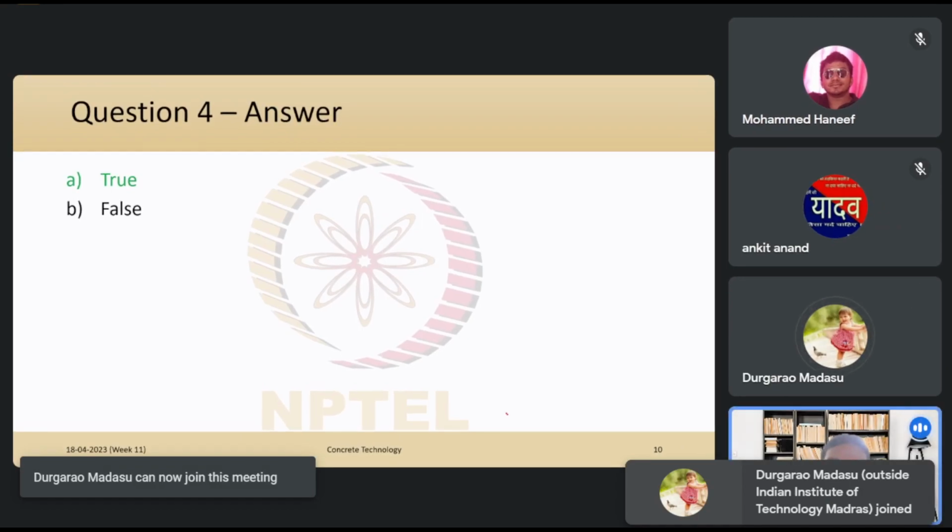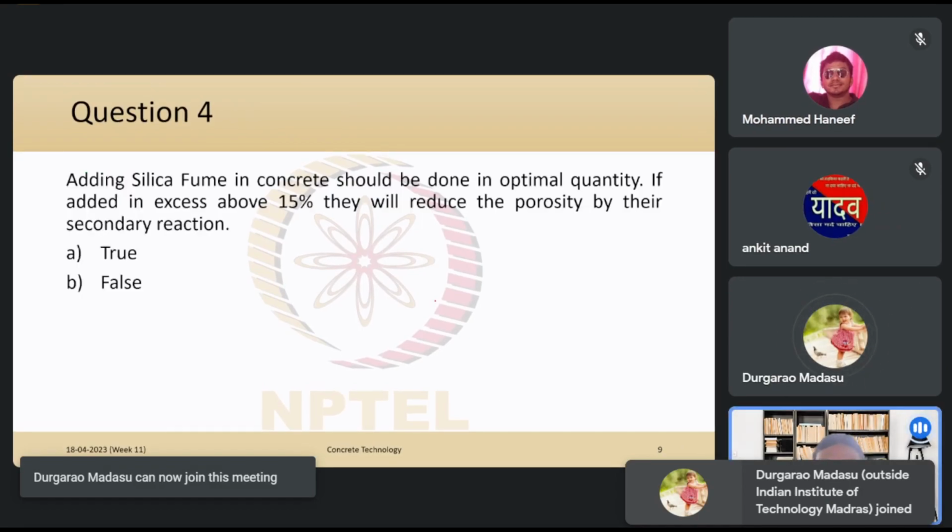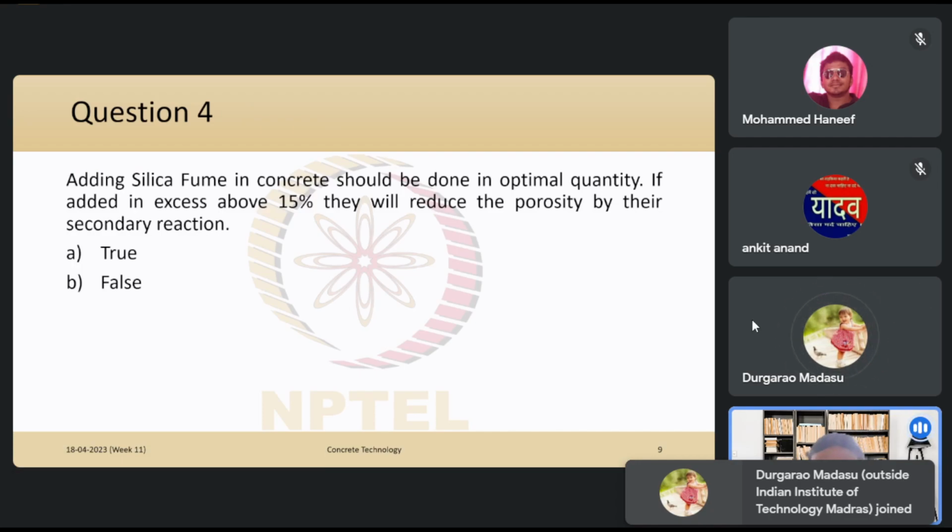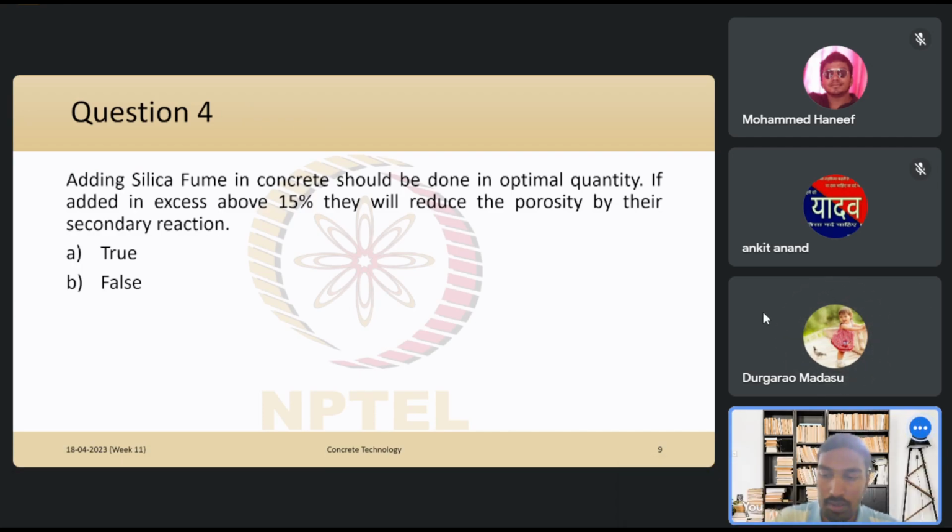Okay, so what are we talking about? It's about adding silica fumes and their effect on porosity. As you know, silica fumes are finer than your cementitious material. They are cementitious material because they have some cementitious properties, and they are much finer than your cement. So what happens is they will occupy the pores that are created by larger particles.